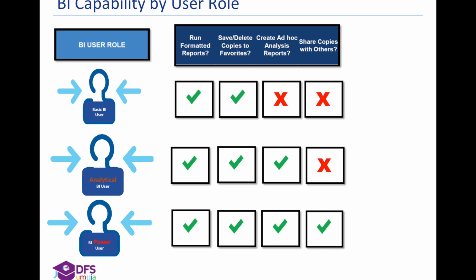So these are the basic differences in terms of the limitations of roles in viewing the types of reports and what one can do with these reports based on their role: basic user, analytical user, or BI power user. But let's dig in a little deeper into what other limitations having one role or another can bring.